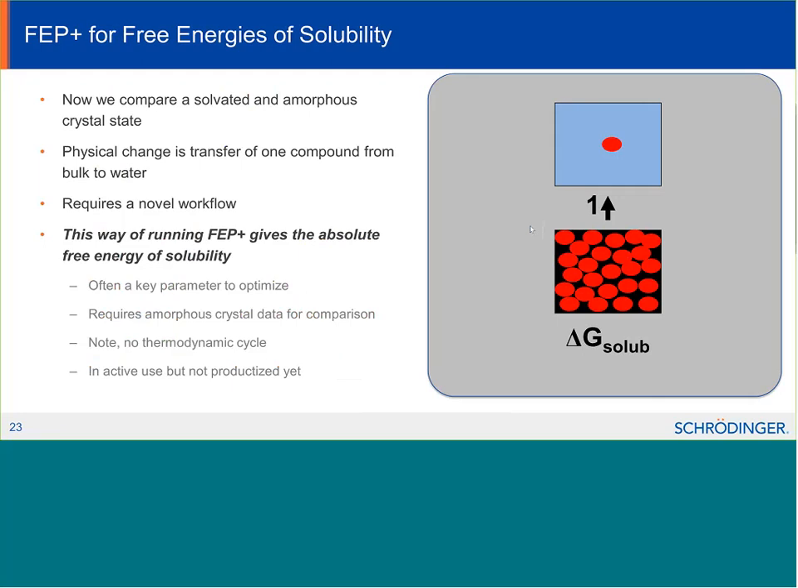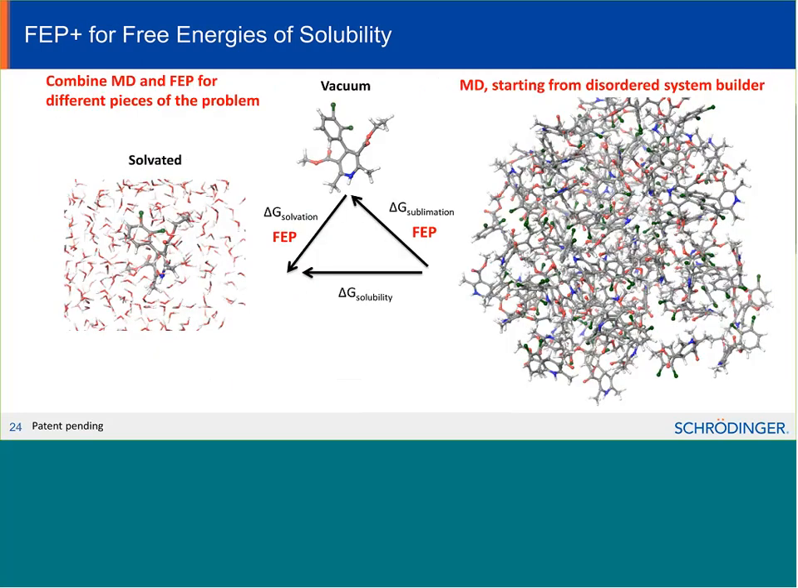This requires a somewhat different setup from our normal FEP calculations. In this case, we start by building the amorphous crystal using tools from our material science suite. Then we calculate the free energy of sublimation for the molecule by moving one of the molecules at the surface of this solvated crystal here into vacuum, simultaneously calculating the absolute free energy of solvation by disappearing the whole molecule out of the solvated state, and the sum of those two should give us a delta G solubility.